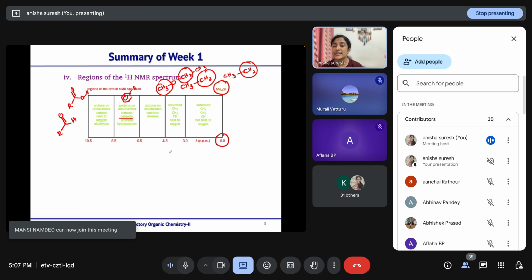So these are the regions of the proton NMR spectrum and how the protons are distributed according to their nature in the proton NMR spectrum. This is clear, right?